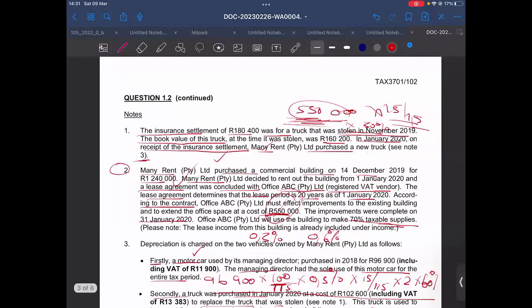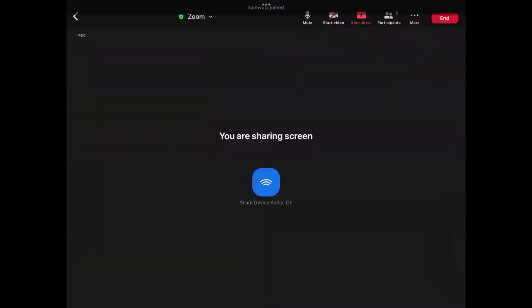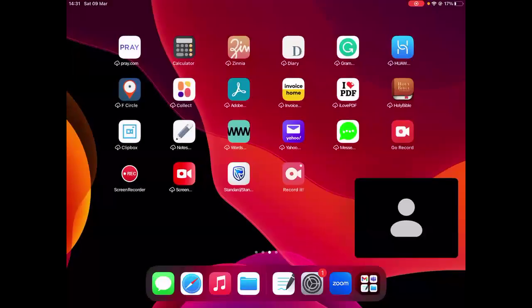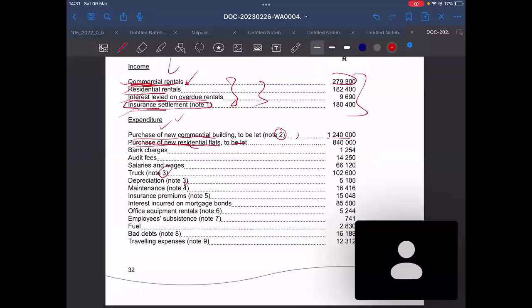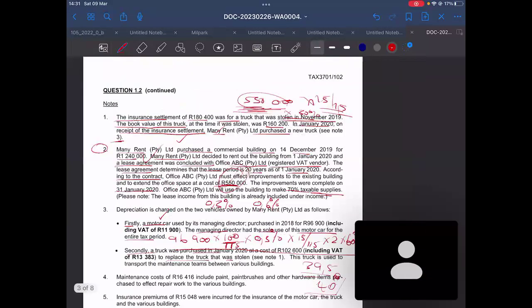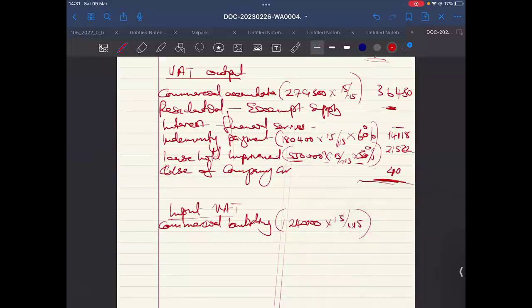Then it's followed by the purchase of a new flat to let, a new residential flat. Can someone give us the answer on this one? It's exempt. Exempt supply. A new residential flat. Exempt supply.